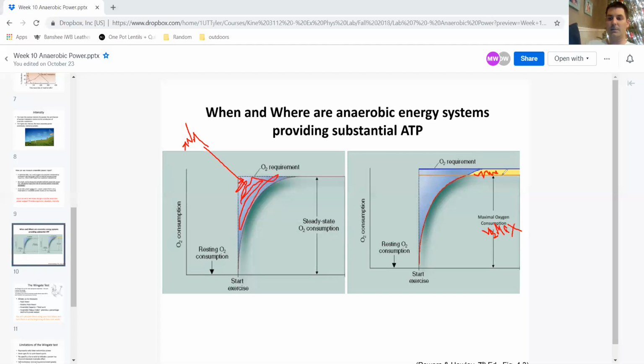And in class, we have a specific word for this: supramaximal intensities. In other words, at intensities that are greater than VO2 max, our anaerobic systems provide a substantial amount of energy. So again, a one-sentence summary here: the anaerobic systems provide substantial ATP at the beginning or during very short duration exercises and during very high intense supramaximal exercise.